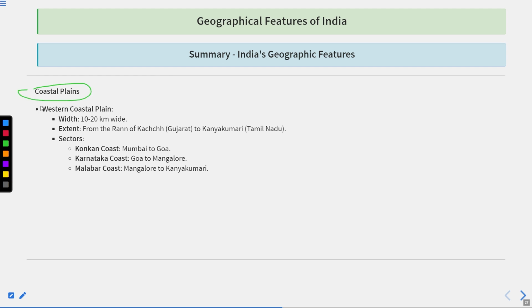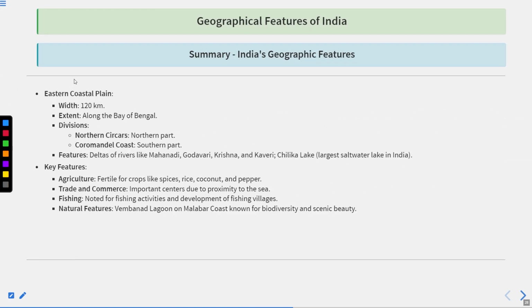Then coastal plains. Western coastal plain width is 10 to 20 km wide. Extends from Rann of Kutch, Gujarat to Kanyakumari, Tamil Nadu. Sectors are Konkan coast, Mumbai to Goa; Karnataka coast, Goa to Mangalore; Malabar coast, Mangalore to Kanyakumari.